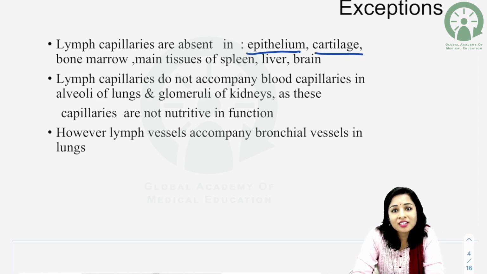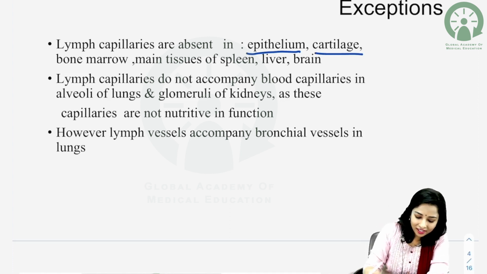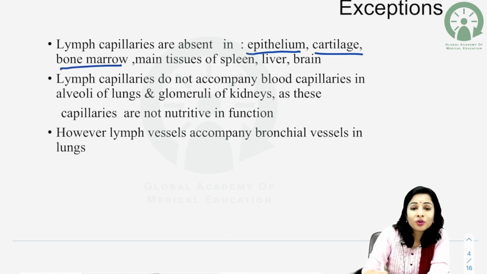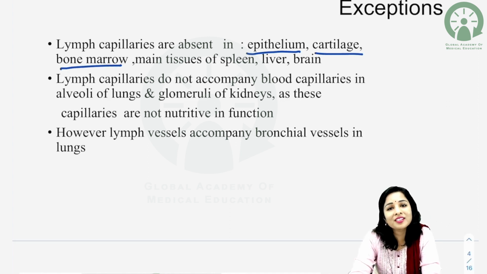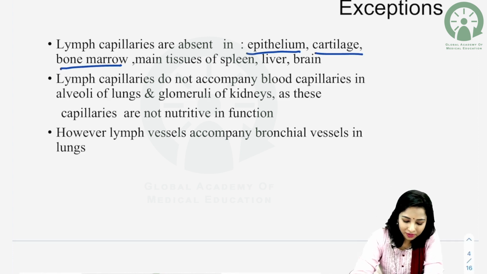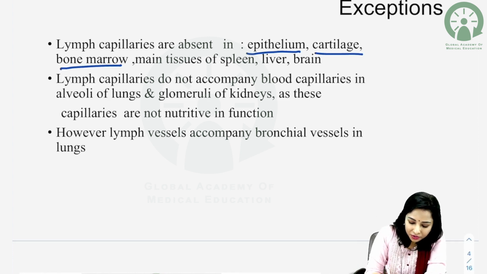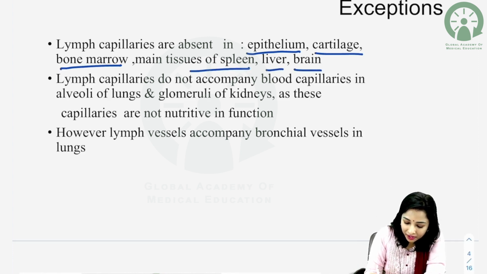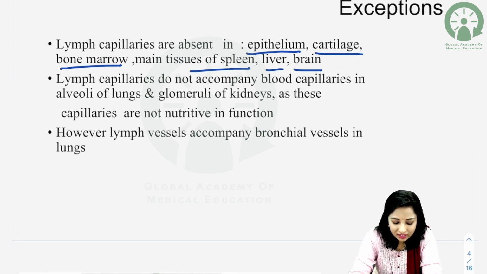Cartilage is avascular, aneural tissue where there are no blood vessels, no nerve supply, and also no lymphatic channels. In bone marrow, though we say B lymphocytes are produced by the bone marrow, there are no lymphatics. And the main tissues of the spleen, liver, and brain are areas where these lymph capillaries are completely absent.